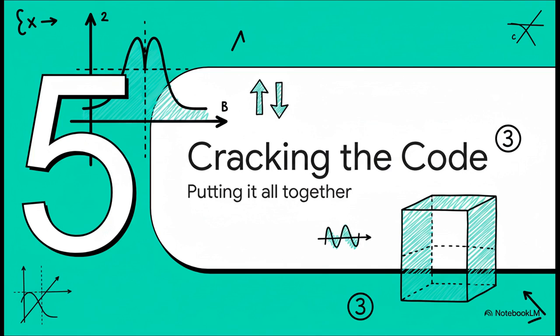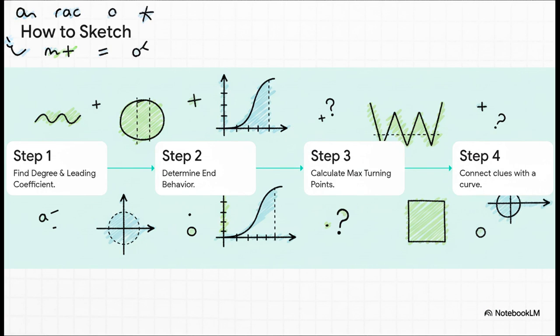Okay, team, we've gathered all our evidence. We have our 3 clues. Now it is time to put them all together and crack this code once and for all. So here's the game plan every time. First, find the degree and leading coefficient. Second, use those 2 things to figure out the end behavior. Where are the arms pointing? Third, calculate the maximum number of turns with our little n minus 1 rule. And finally, you just connect the ends with a smooth curve that has about the right number of twists in the middle. And boom, you've just sketched a polynomial.